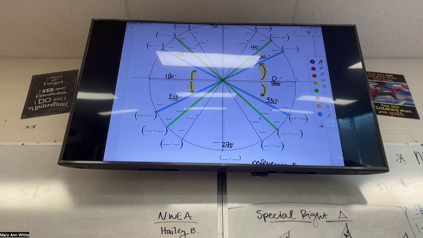Okay. What would the top left, what would that 45-degree angle be? 135. What about the bottom left? What would that 45-degree angle be? 225. And then the last one? 315. Okay. And then last, let's do our 60-degree angles.